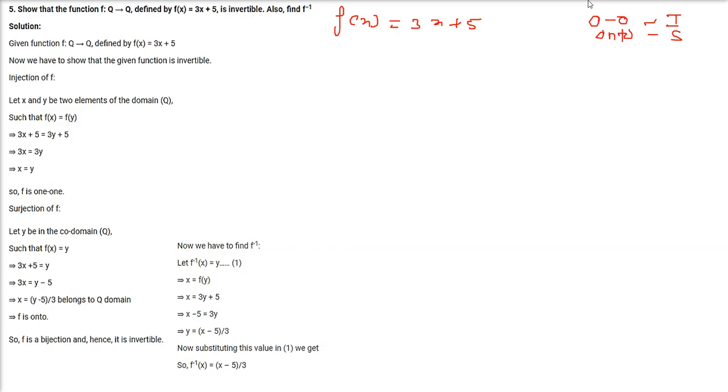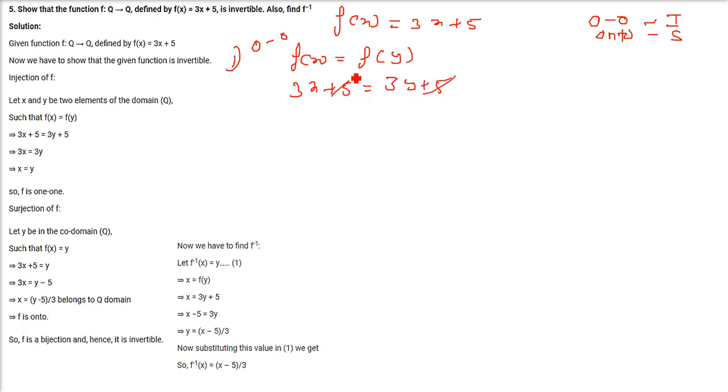So first we'll try for one-one. f(x) equals f(y). If we assume f(x) equals f(y), and it becomes x equals y, then we can say that they are one-one. So 3x plus 5 equals 3y plus 5.